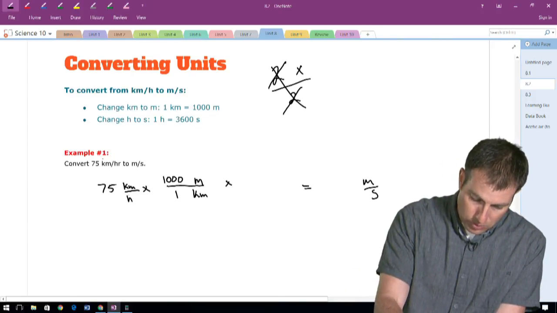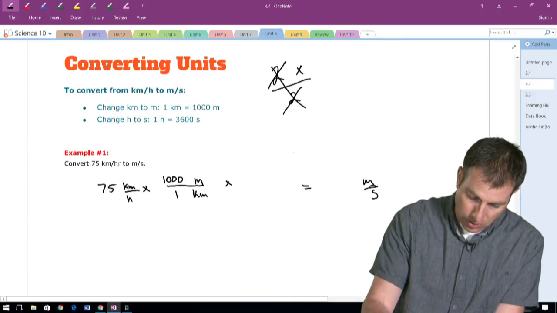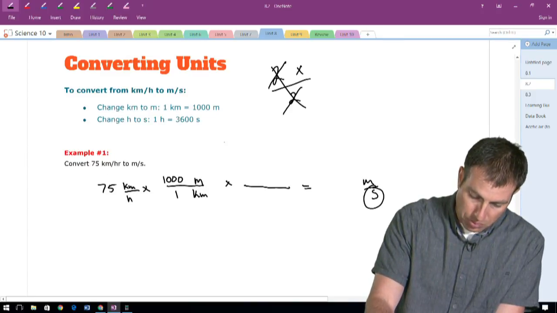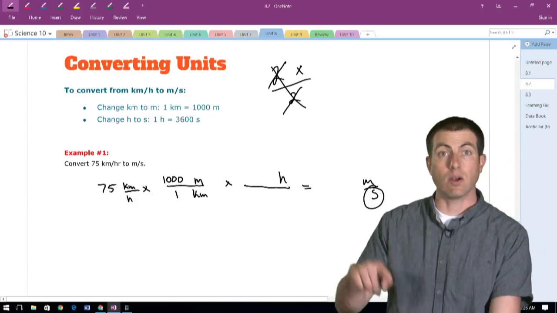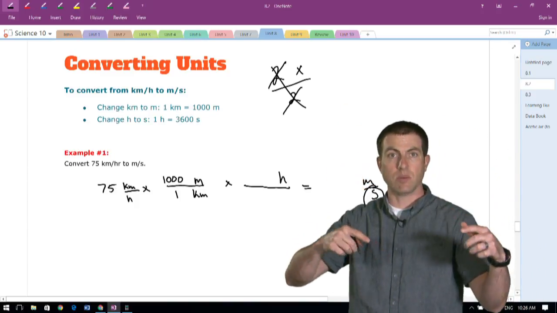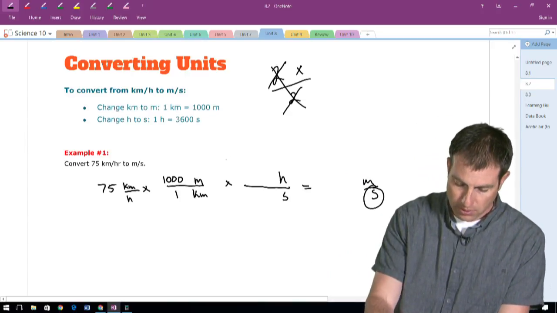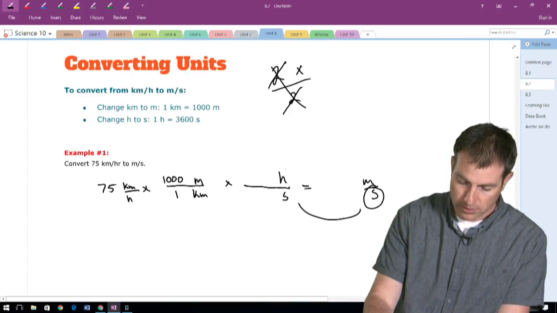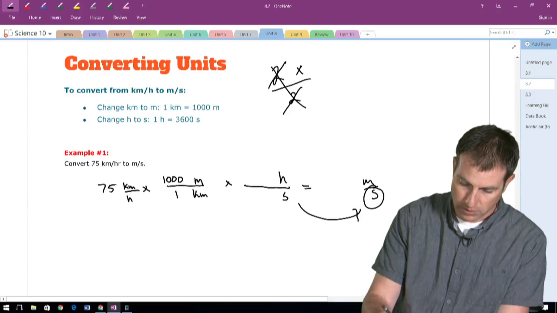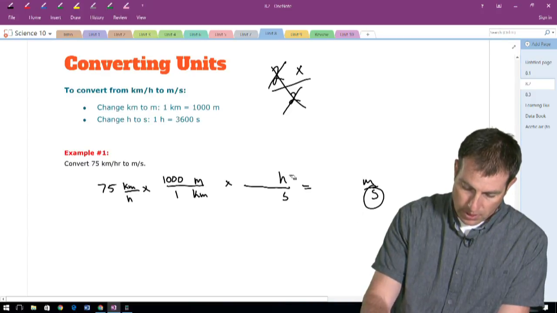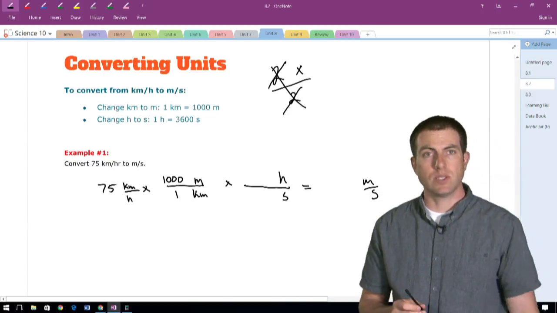So I have hours on the bottom here. I don't want to end up with an answer in hours. I want to end up with seconds. So I'm going to put hours on the top, because the hours on the top and bottom are going to cancel out to give me 1. That's a good thing. Then I'm going to have seconds on the bottom, because that's what I wanted to end up with. Seconds on the bottom, right there. Seconds. And then the relationship between hours and seconds.